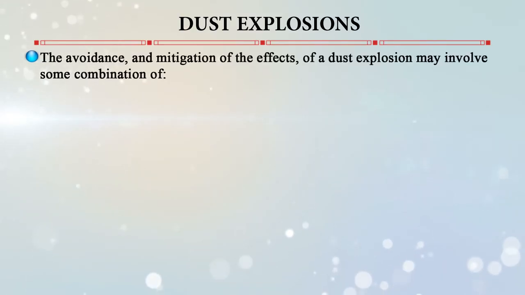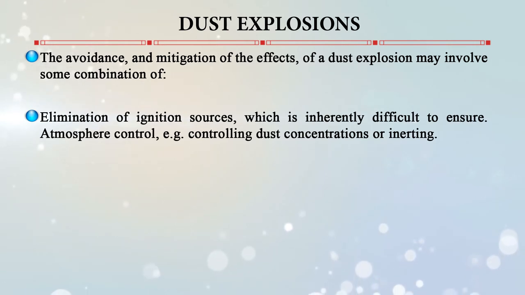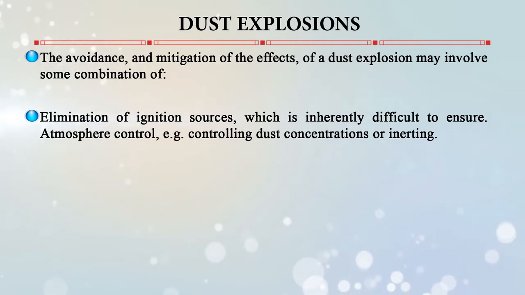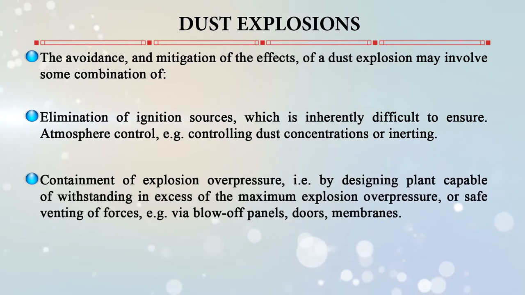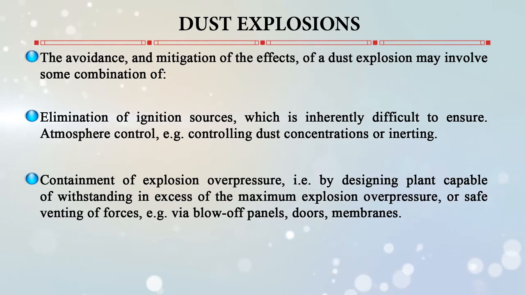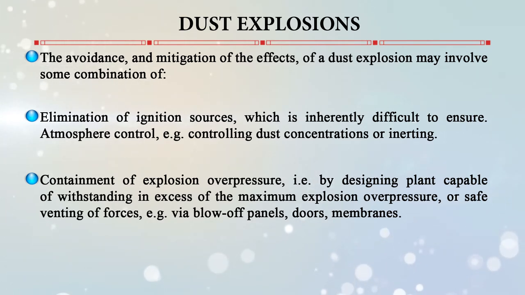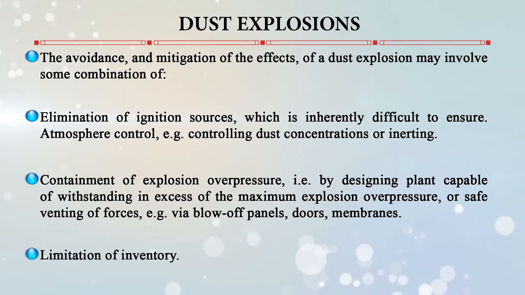For example, with dust explosions, the avoidance and mitigation of the effects of a dust explosion definitely involves some combination of the elimination of ignition sources, which is inherently very difficult to ensure, and then atmosphere control, like controlling dust concentrations or inerting the dust, or containment of the explosion overpressure, that is by designing plant which is capable of withstanding in excess of the maximum explosion overpressure, or sometimes safe venting of the forces through blow-off panels, doors or membranes, and limiting the inventory also.